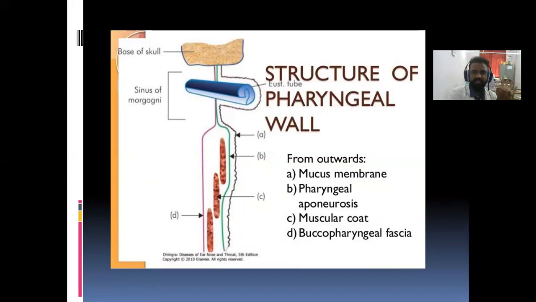After that, we have seen the contents as well as the blood supply of the pharynx, that is the ascending pharyngeal artery and ascending palatine artery. Its branches, everything we have discussed. Also, we have seen the lymphatic drainage and its extension. All those things we have discussed in this anatomy of the pharynx.